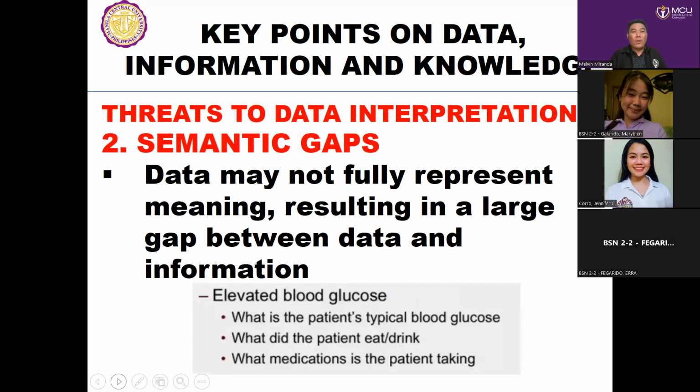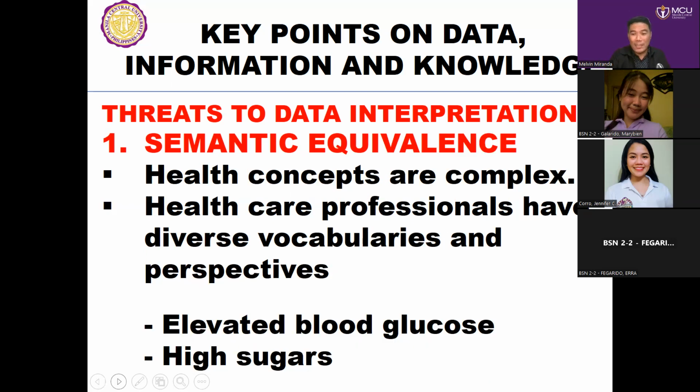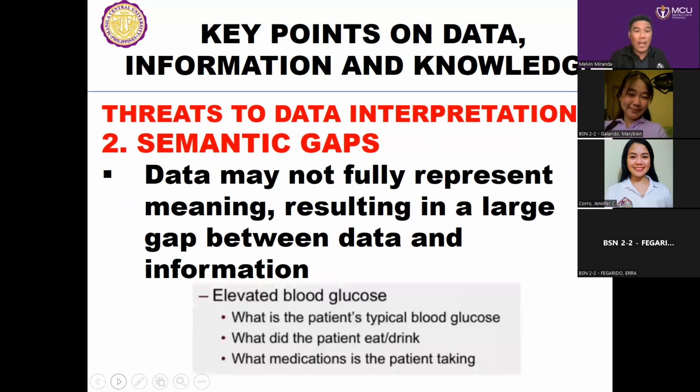So, what we mentioned earlier was semantic equivalence, which somehow sounds like the same language. But when we say semantic gaps, the data may not fully represent meaning, resulting in a large gap. Example, elevated blood glucose. So now, what is the patient's typical blood glucose? What did the patient eat or drink? What medication is the patient taking? Because with elevated blood glucose, that's it.